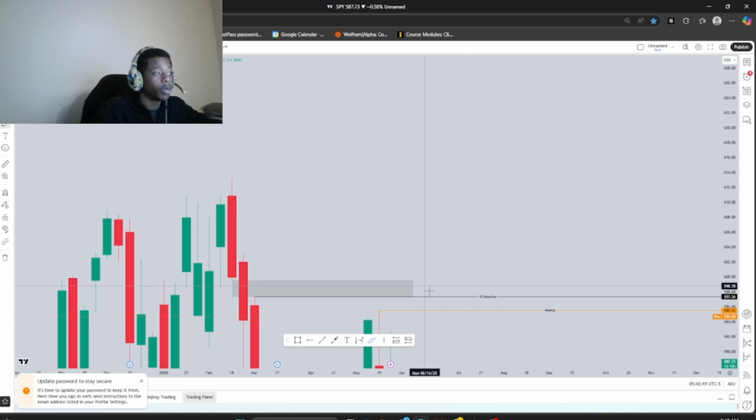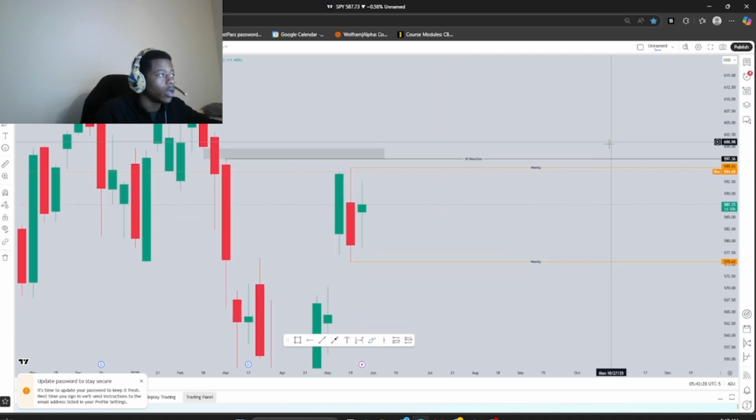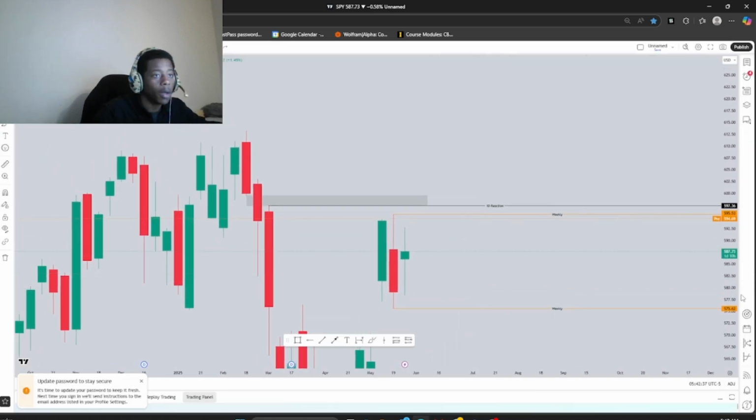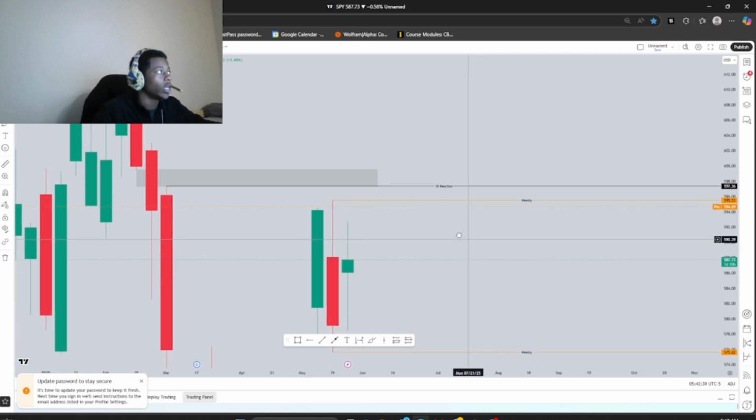If we were going to look for a puts trade, as soon as price got in here, we would look for a quick puts trade to the downside. We're not targeting all the way down here necessarily. We're just looking for a very quick $1 to $2 move, which will help us capitalize and make a decent amount of money trading options.